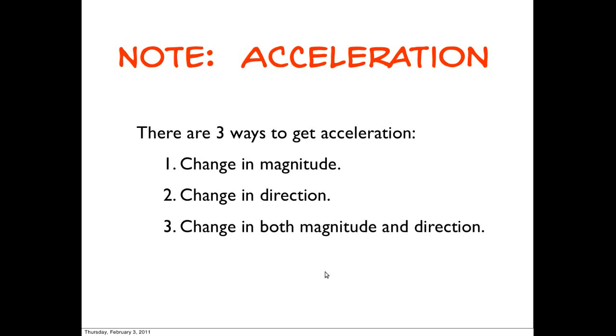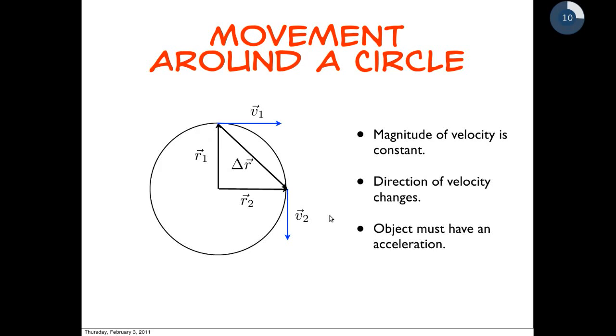So as an example of this, let's think about the movement around a circle. Let's say we have a circle where we have a displacement of vector 1 and we have a second spot 2 here. The displacement here is given by delta r, which is the hypotenuse of this triangle. At point 1 we have velocity vector v1 and it points towards the right. At point 2, we have a velocity vector which has the same magnitude as v1 but is pointed in a different direction. So in this case the magnitude of the velocity is constant, but the direction of the velocity changes. So the object must have an acceleration.